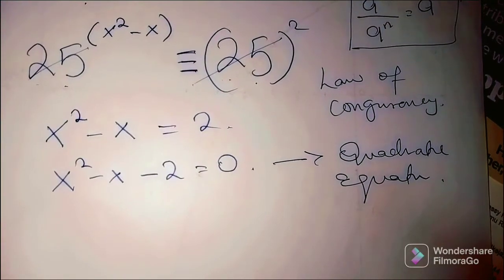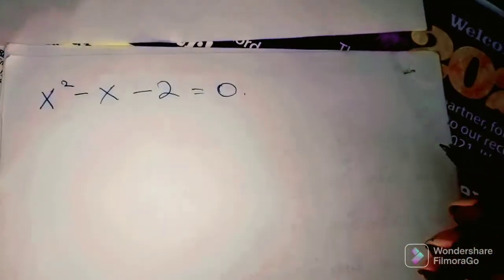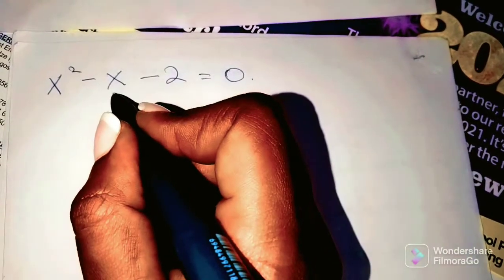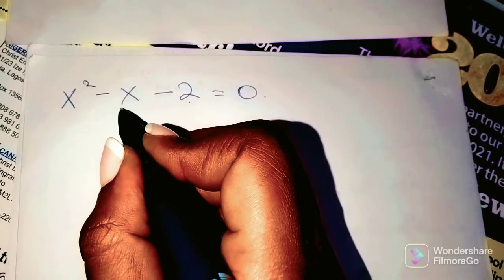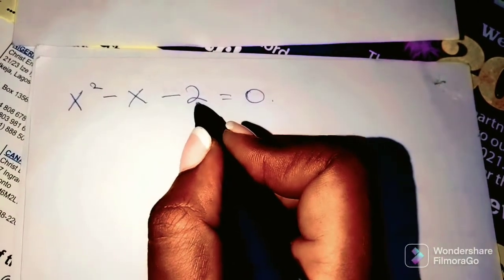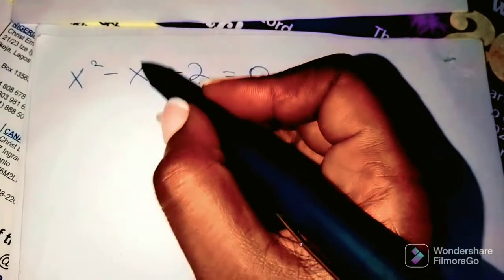Okay, so we have this equation. We'll write it down here again, which is x squared minus x minus 2 equal to 0. Okay, so we're going to look for two factors of 2, which when we multiply, we will get 2, and when we add, we will get minus 1. Remember, minus x has a coefficient of minus 1.